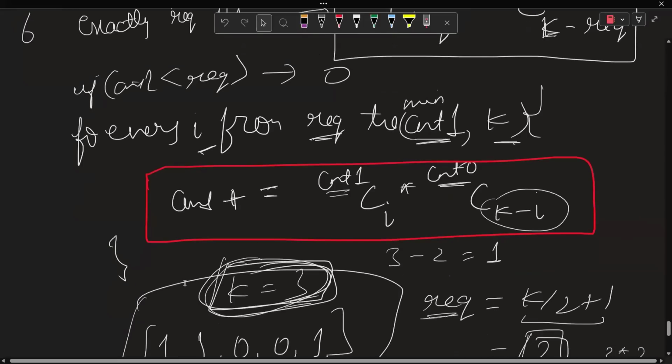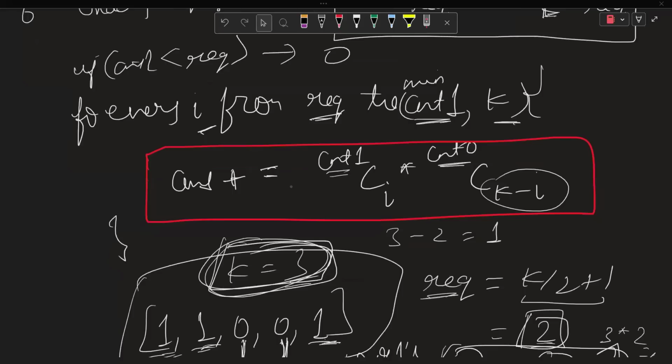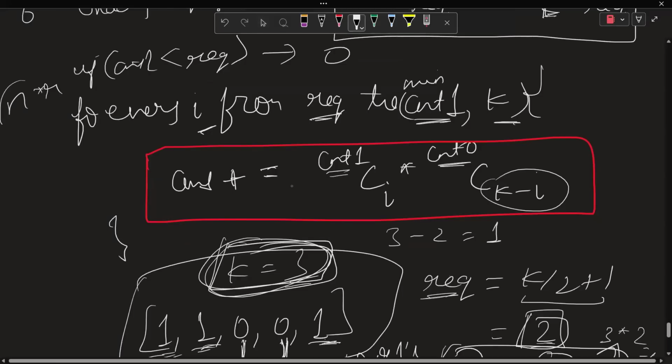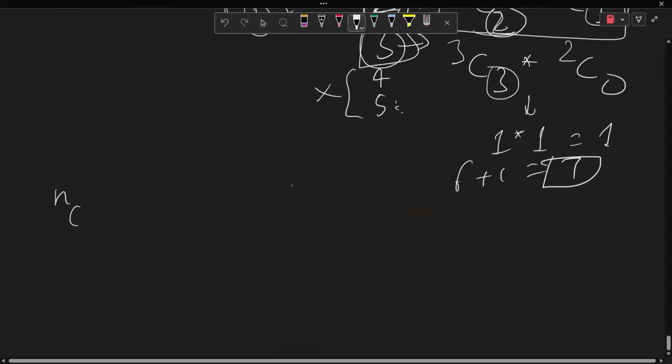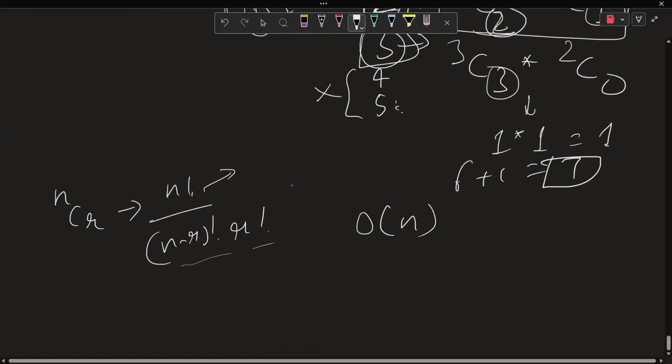Now, how would we efficiently calculate this? How do you calculate NCR efficiently? If you just go for the brute approach, NCR using DP would take N into R. Or if you know the formula, NCR is actually n factorial upon n minus r factorial into r factorial. If you just try to calculate this, n factorial would take O of n, and these would take O of n as well, so this calculation would also take O of n.